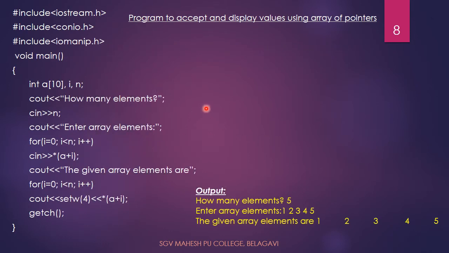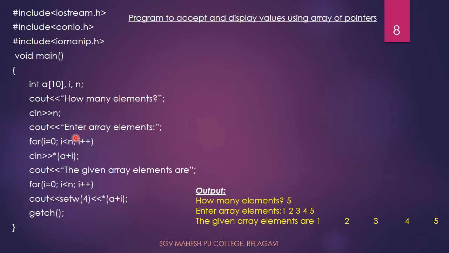Now let's have a look at this program where I want to display the values using an array of pointers. How do we write that? Let's take an array of size 10 and declare some variables. Now when you compile this program, it will ask me to enter how many elements I want to enter. Let's say my n value here is 5.